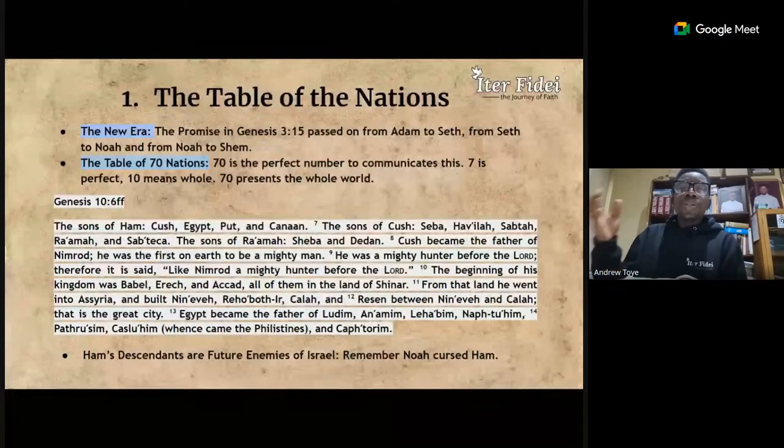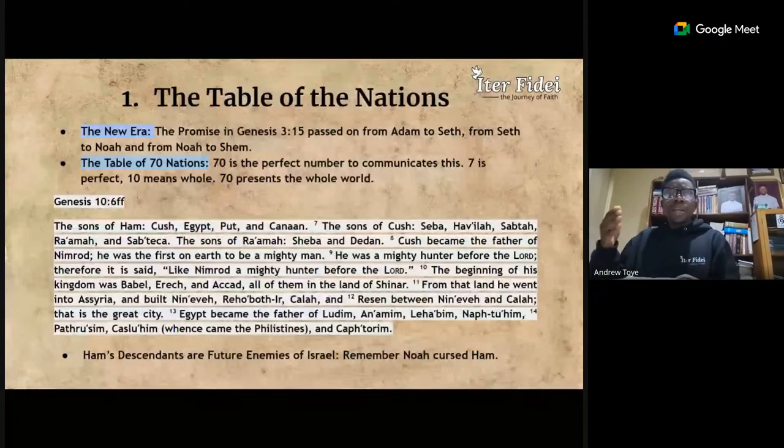So the sons of Cain, the descendants of Cain, were referred to as the sons of men. The descendants of Seth worshipped God, and they earned the name sons of God.